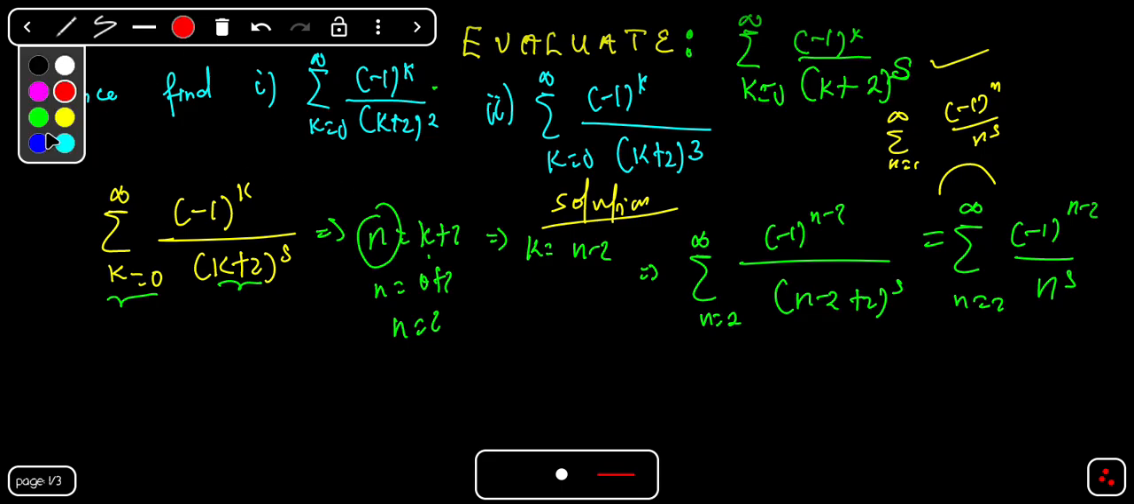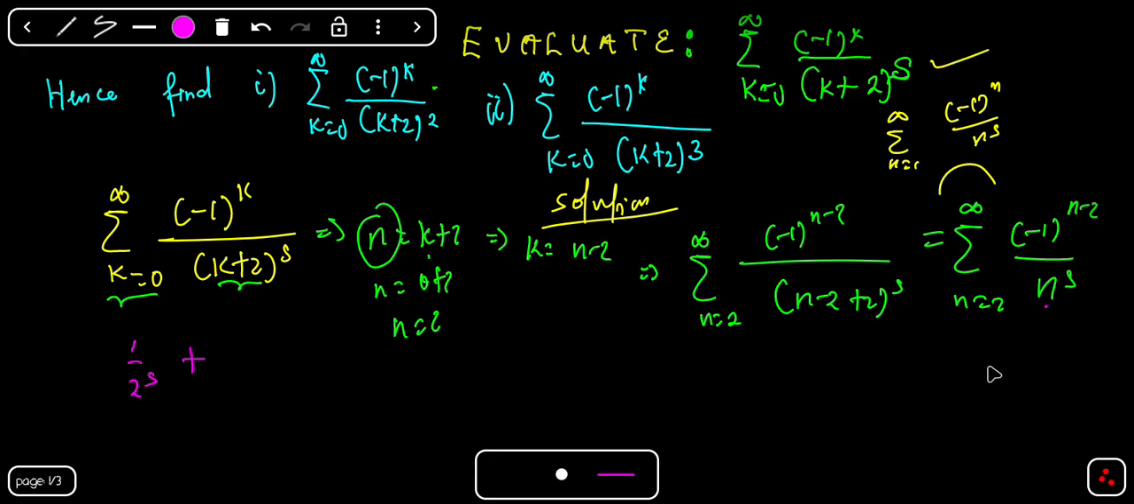This is what I'm going to do. I'm going to compute the values of n. n is starting from 2. So when it's 2, 2 - 2 gives us 0. That will be (-1)^0, which is 1. Then that will be 1 over 2^s. We have 1 over 2^s.